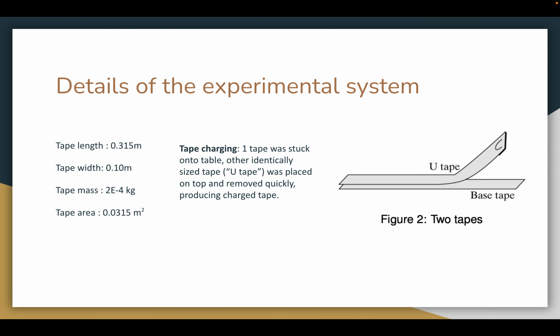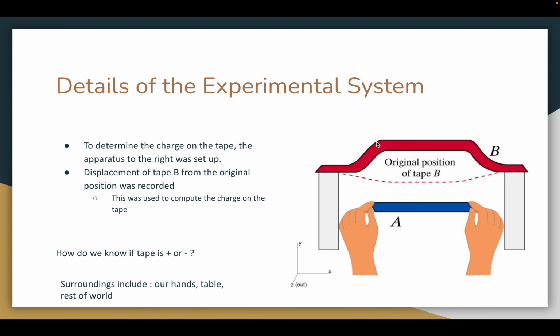So here are the details of the experimental system. Here are the parameters of the tape that we used. This describes how we produced charged tapes. We stuck down a base tape, we put another piece of tape over it and ripped it off quickly, and handled it as little as possible. The U-tape became charged.